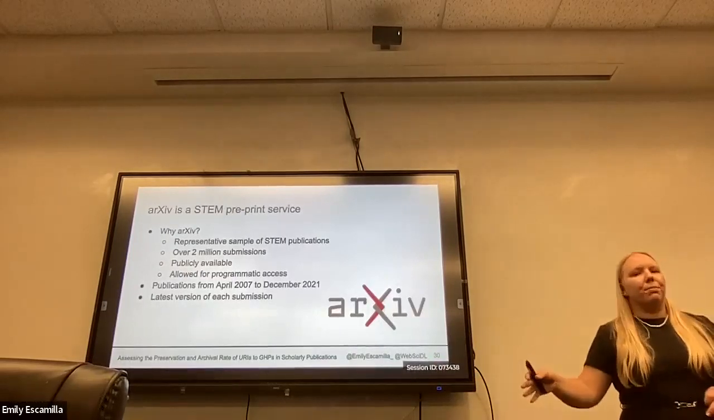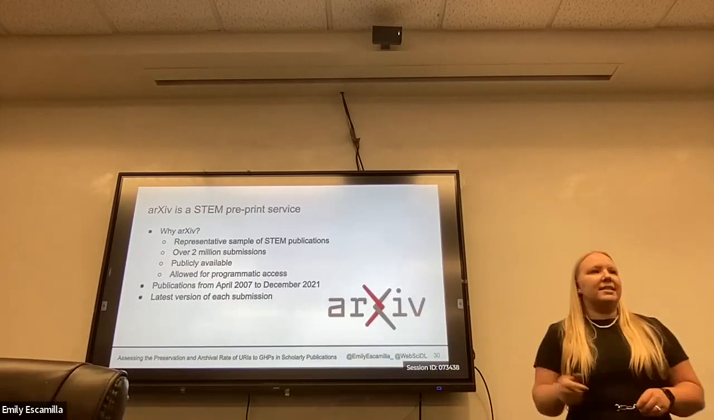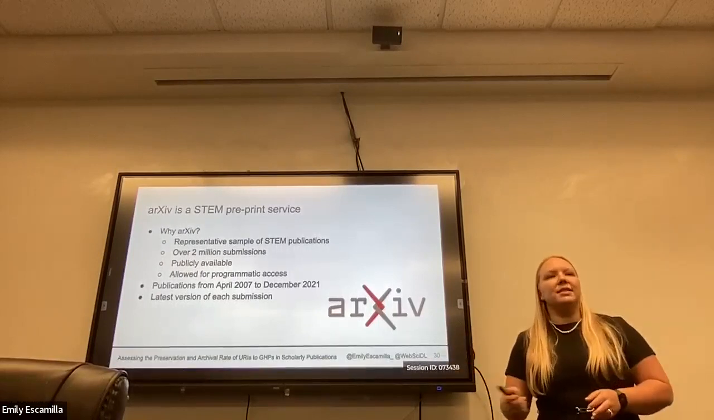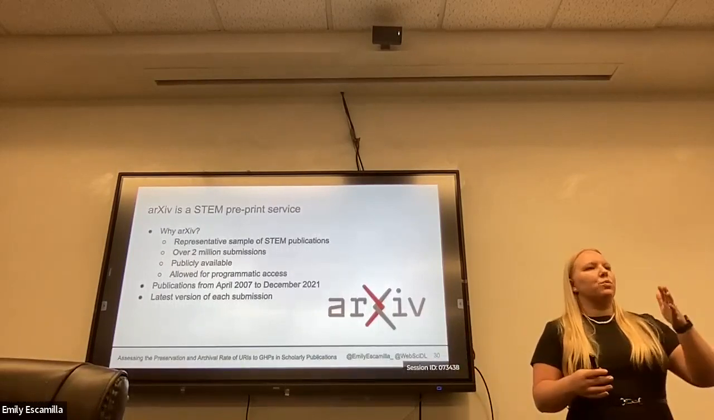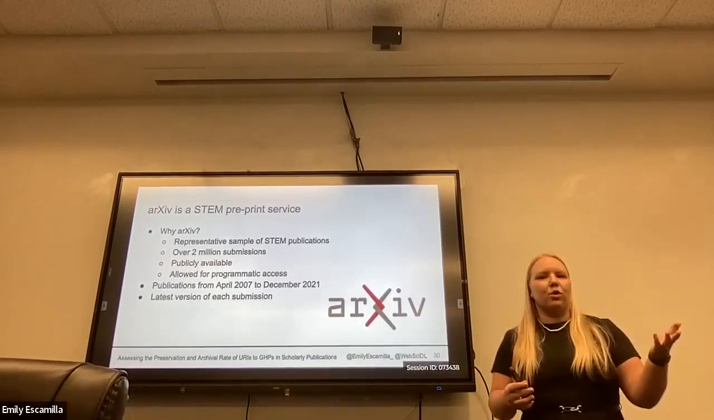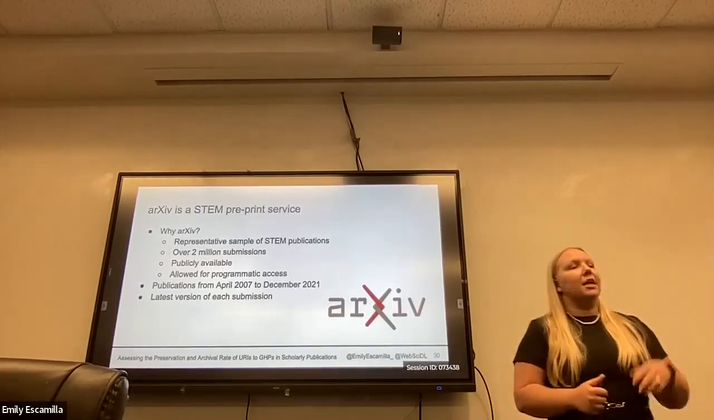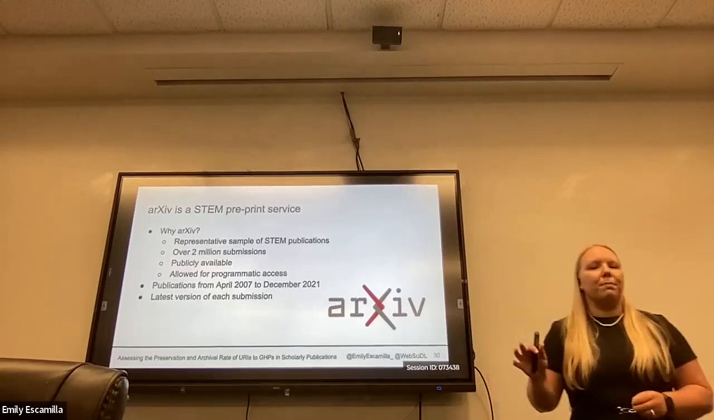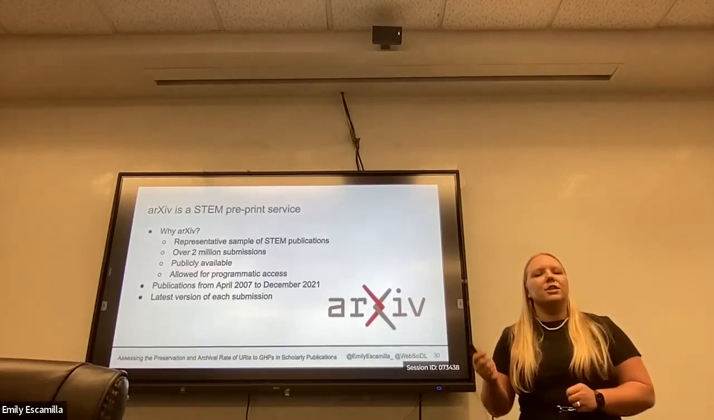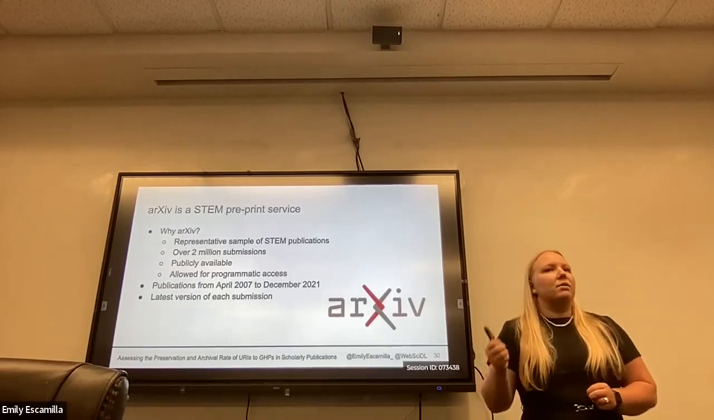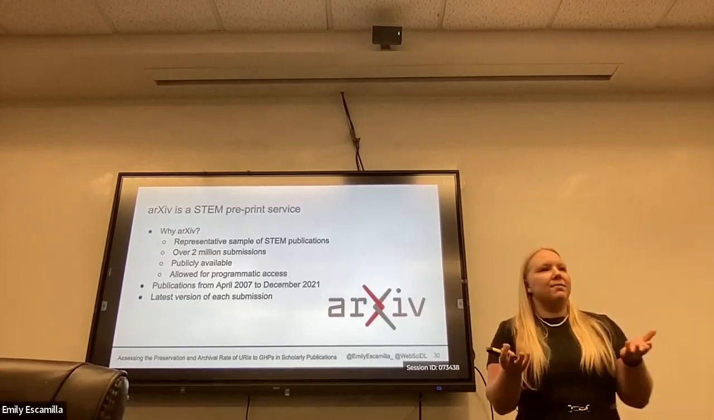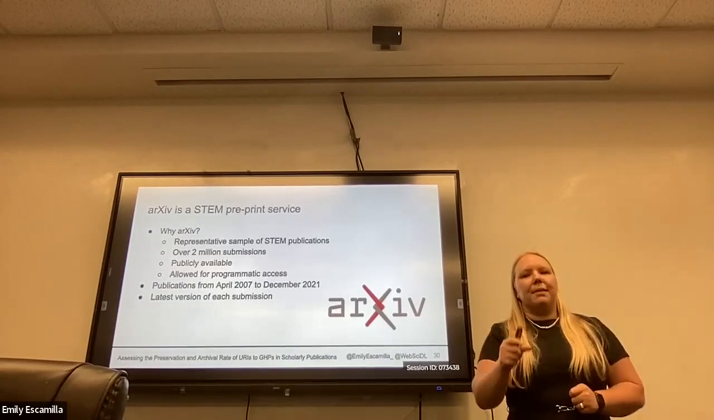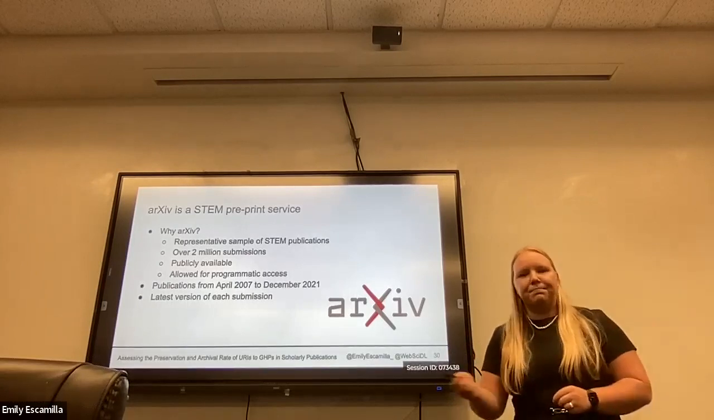But with that, we need to understand our corpora. We looked at arXiv, which is a STEM preprint service, and we understood it as a representative sample of STEM publications. They do have a bias towards physics as well as computer science within their corpus. They have over 2 million submissions that are publicly available and programmatically accessible, which made them useful for our study. We used a corpus of publications from April 2007 to December 2021. arXiv allows authors to submit multiple versions of the same submission, and so we used the latest version and understood that version to be most representative of what the authors intended.